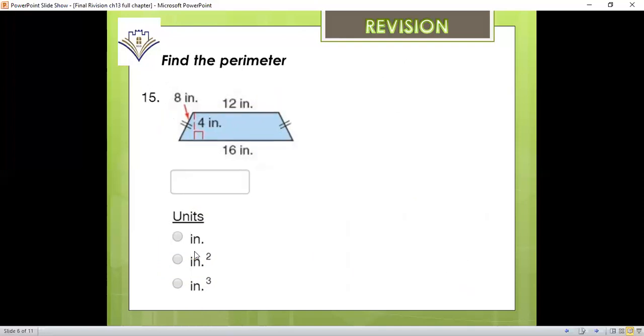Find the perimeter. I told you before that the perimeter of a shape is the sum of its side lengths. How many sides here? 1, 2, 3, 4. We only need the outside. Then 12, and this side is 16. These two sides are equal: here is 8, and there is also 8. Then the perimeter is 16 inch plus 12 inch plus 8 inch plus 8 inch.